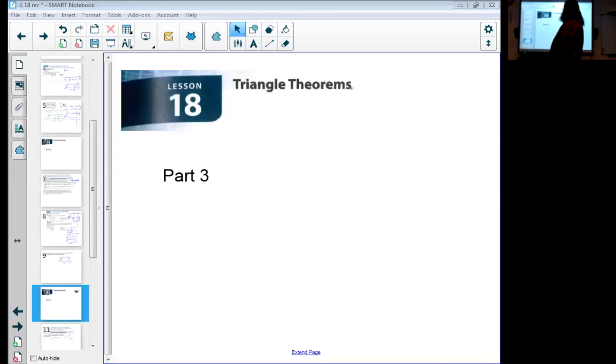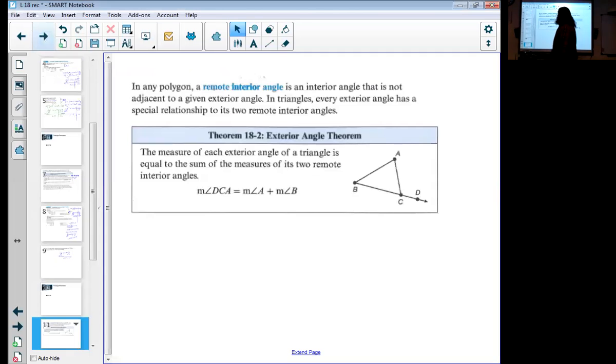We are continuing on with lesson 18, part 3. Lesson 18 is triangle theorem. In any polygon, a remote interior angle is the interior angle that is not adjacent to a given exterior angle. Wow, that is a lot of vocab words. Let's go through each of those in order.